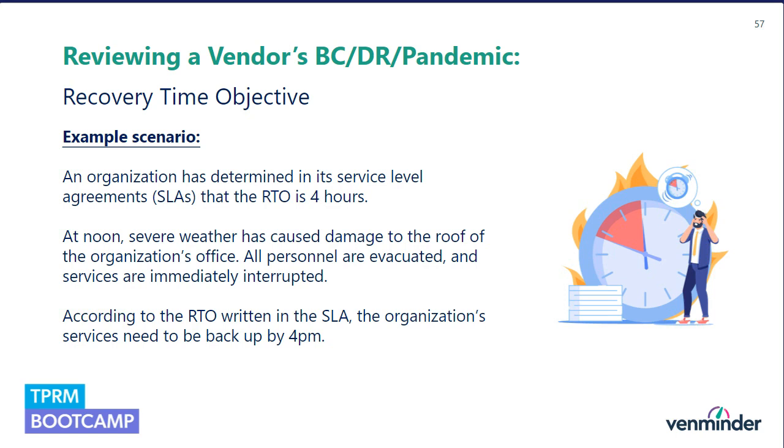Now, according to the RTO that was written in the SLA, the organization's services need to be back up by 4 p.m. If the organization has high SLA requirements for credits and ability for clients to avoid their contract, the organization will likely opt for an RTO of under 4 hours. If the penalties are not as harsh, such as if the vendor is not critical, often the RTO will be much higher. It's not uncommon to see vendors have RTOs that are 24 hours or even 48 hours.